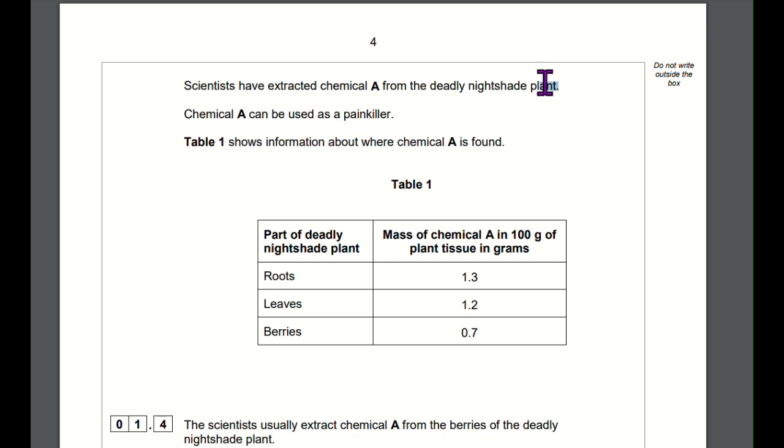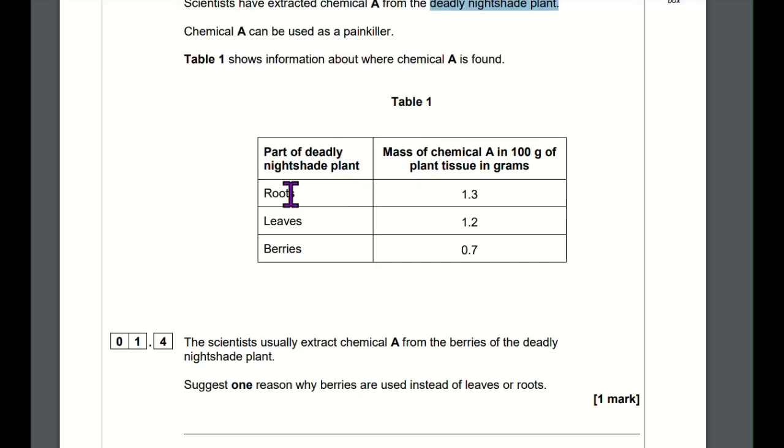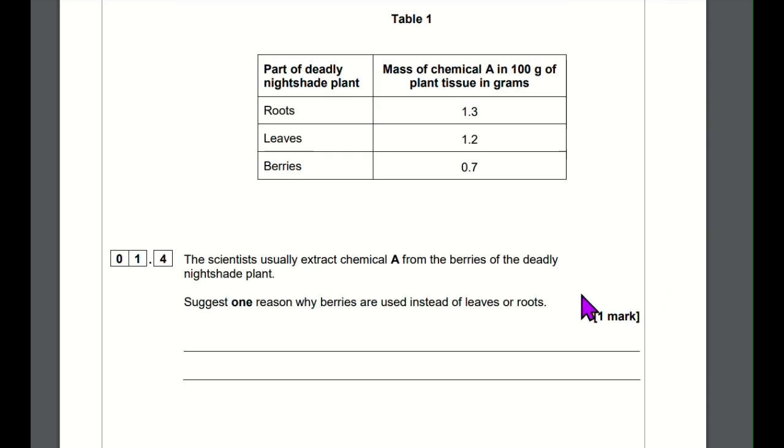When we move on to the next part of the question, you can see that we have been given more information here. There's a table with some results. You are asked to look at chemical A. It's extracted from the deadly nightshade plant and can be used as a painkiller. So make sure that you look at all the information, you've read the information, you've highlighted anything that you feel may be useful to you to answer the question. Then you will need to look at the question.